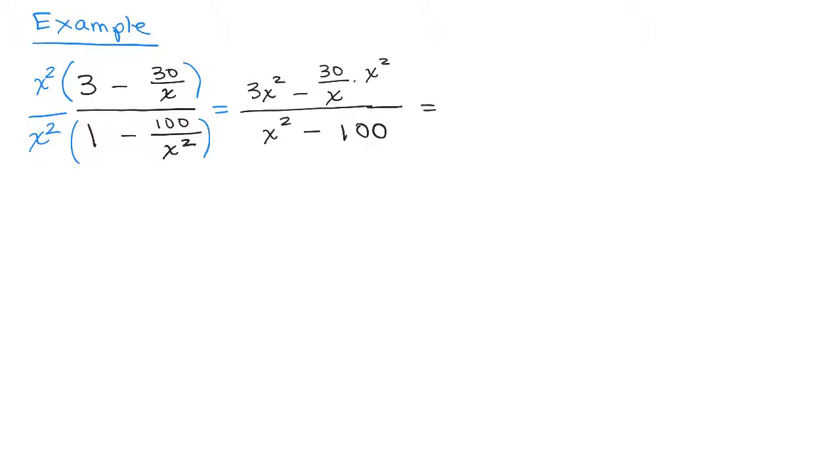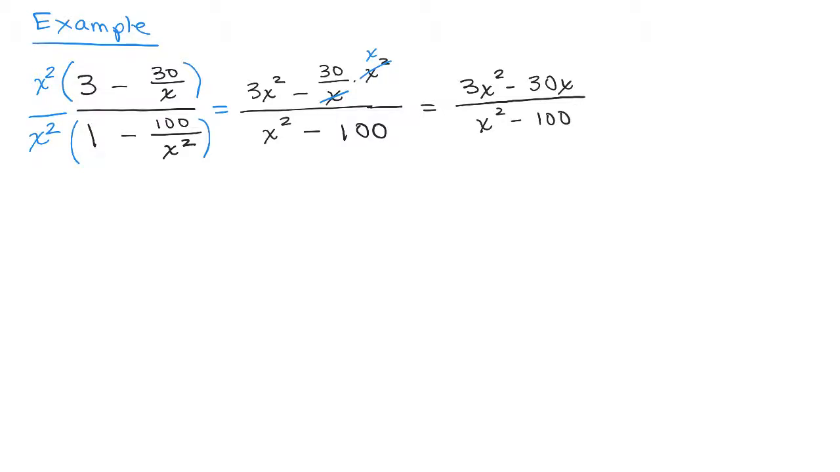Right, now over here, though, I do have to pay attention. I have 30x squared over x, so we could cancel, and that'll leave us with 1 factor of x still in the numerator. So I have 3x squared minus, make sure you don't forget to put 30 times x, 30x, over x squared minus 100.